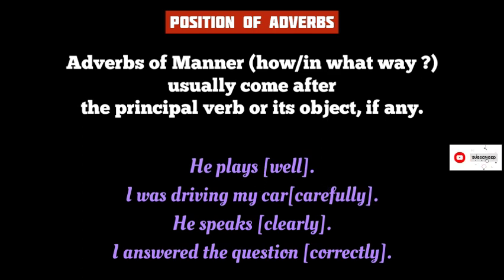In the third sentence, the adverb of manner clearly comes after the principal verb speaks. It tells us how he speaks. But in the last sentence, the principal verb answered has an object, the question. So the adverb of manner correctly has come after the object here.